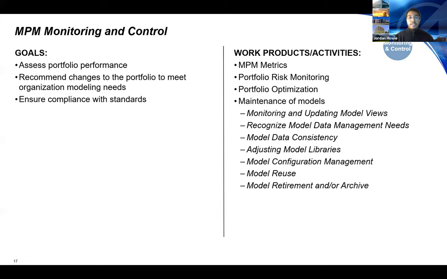So some of the activities that come out of this phase are assessing the portfolio using MPM metrics, monitoring portfolio risks, optimizing the portfolio, and maintaining the models in terms of updates, data management, and consistency, reuse, retirement, and archive, and things like that. So this phase is used to sort of translate or transition models either to an ending state if we want to retire and archive them, or to a recovery state if we want to maybe reuse them and recycle them into a shifting portfolio as organizational needs might change by the end of the life cycle.